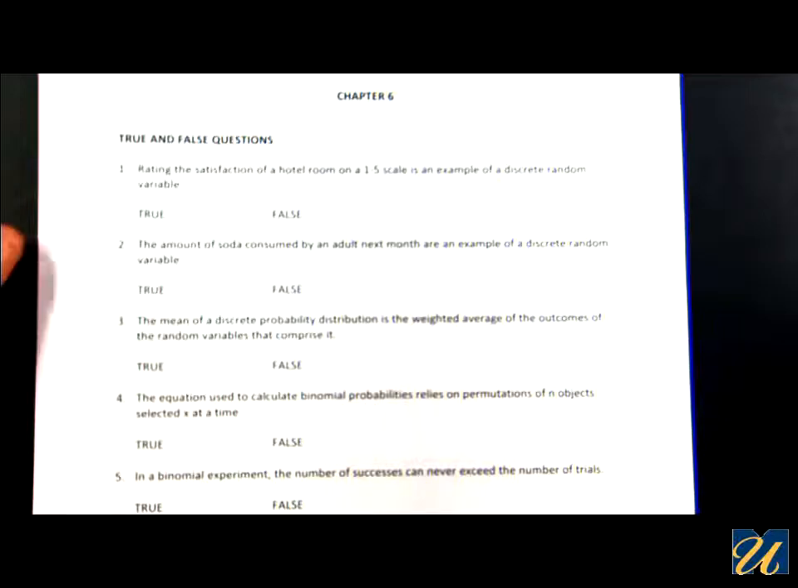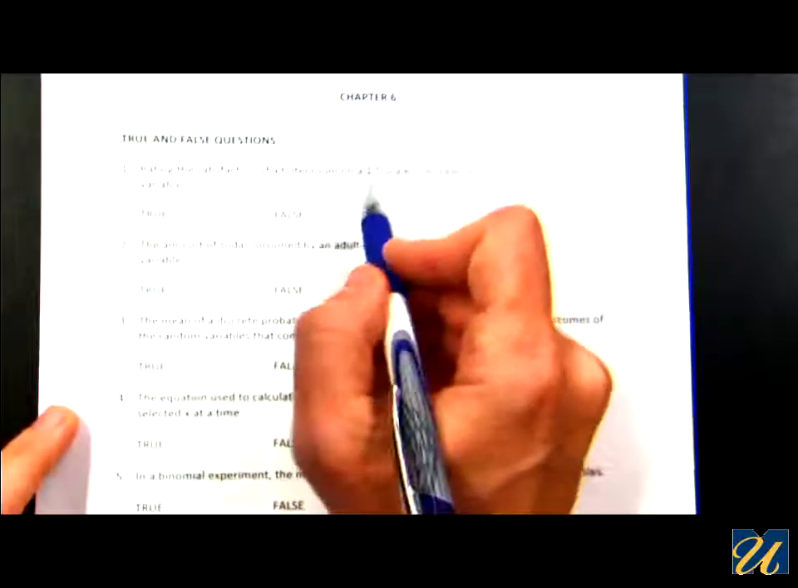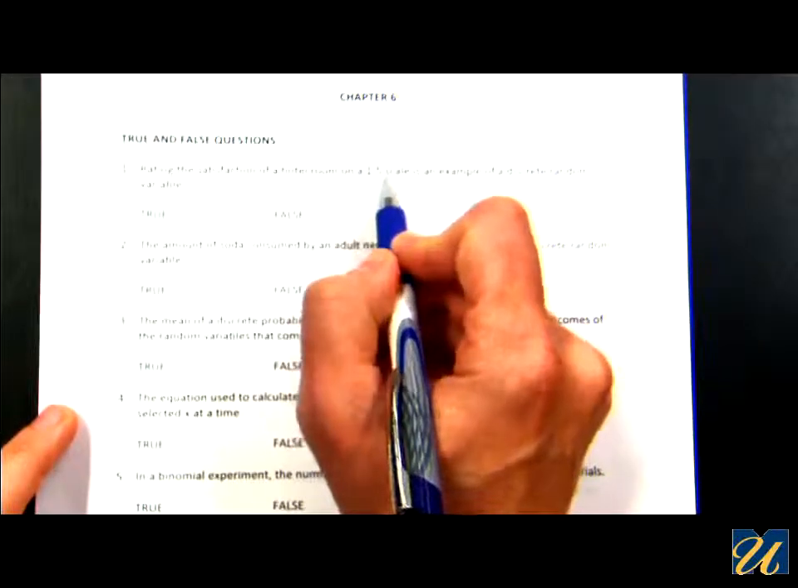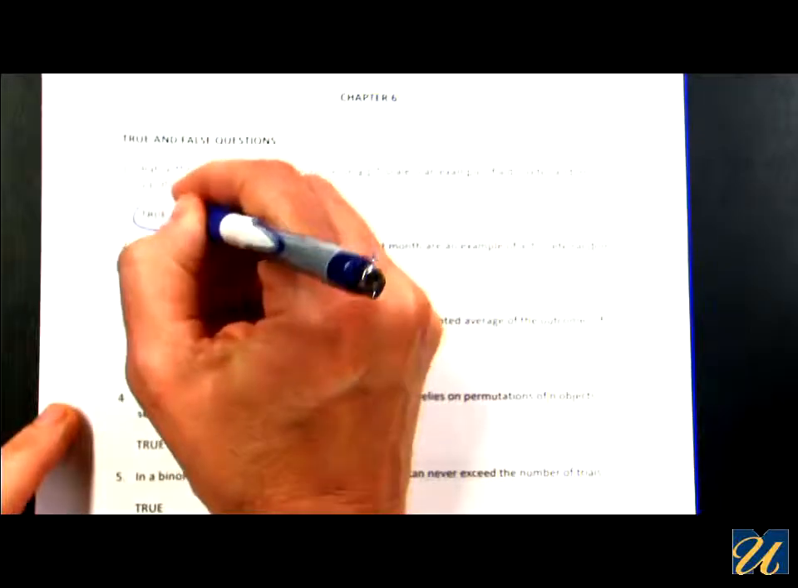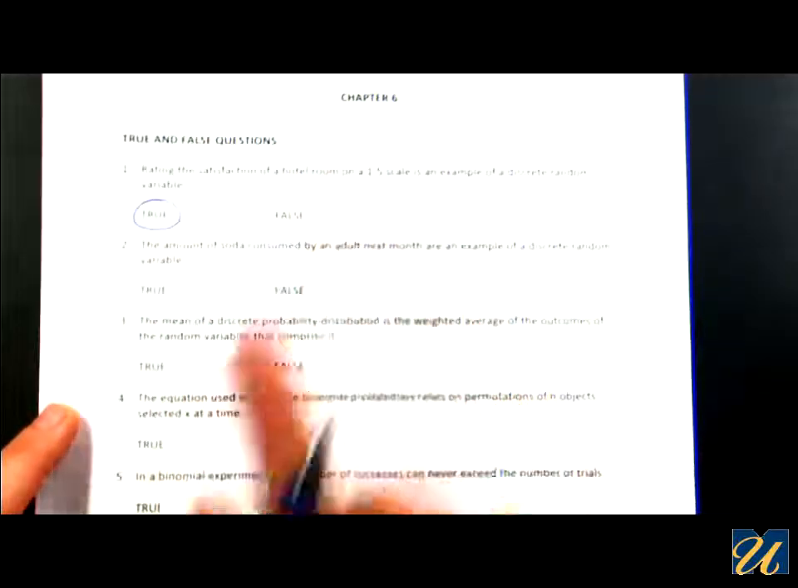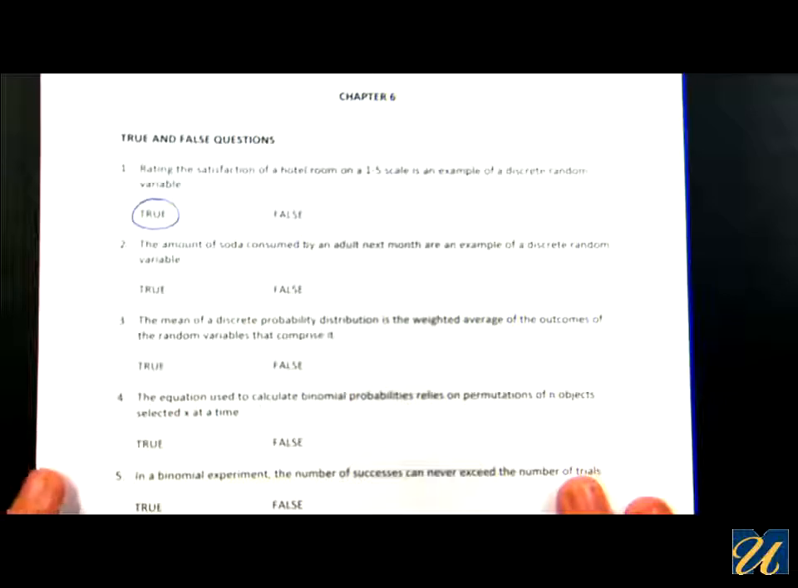True-false questions. Number 1, rating the satisfaction of a hotel room on a 1 to 5 scale is an example of a discrete random variable. That would be correct given the fact that we are using a scale from 1 to 5. And I highlight the fact that it's the scale that is used.